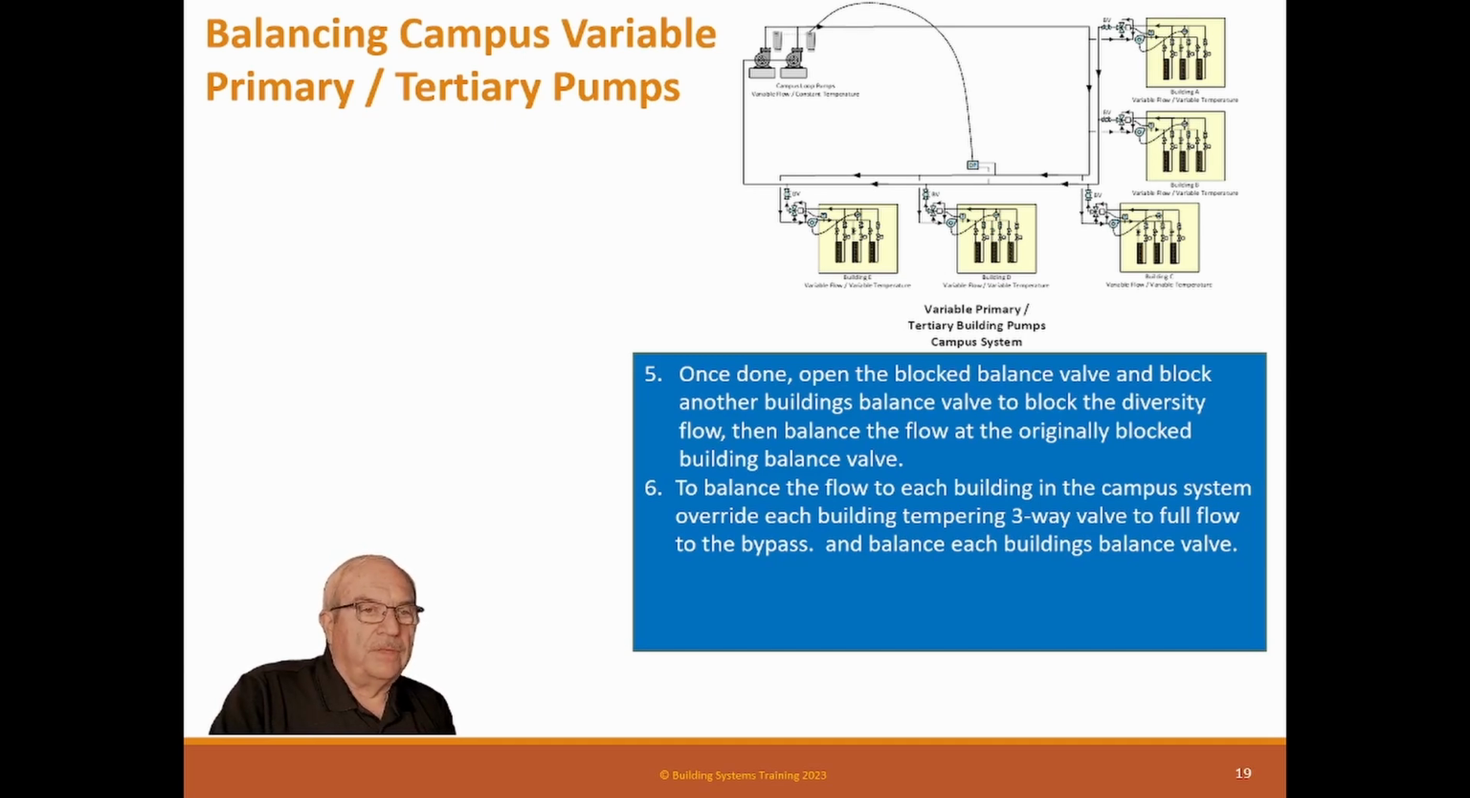So that's good. To balance a flow to each building in the campus system, override each building temperature three-way valve to full flow to the bypass and balance the building balance valves. So you're doing the same thing. You're taking all this different pressurization downstream. You don't care about it because you're just doing the upstream side.